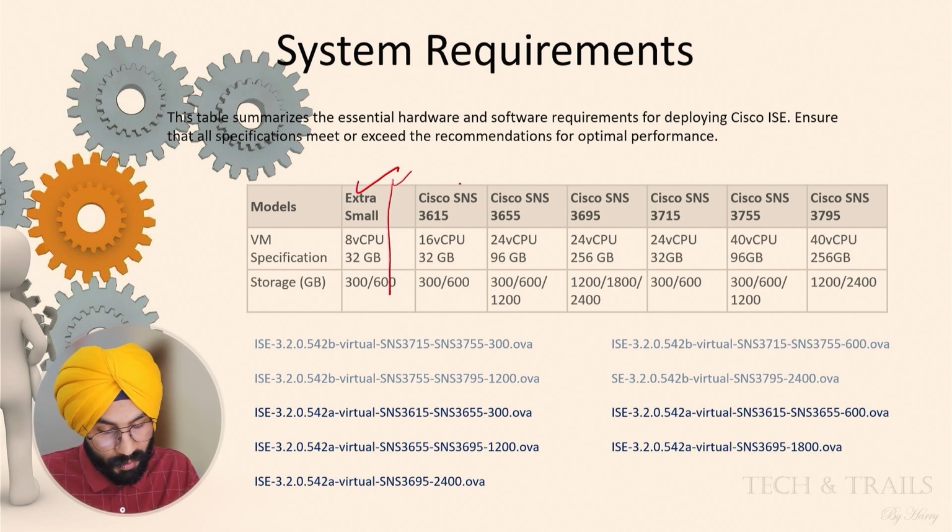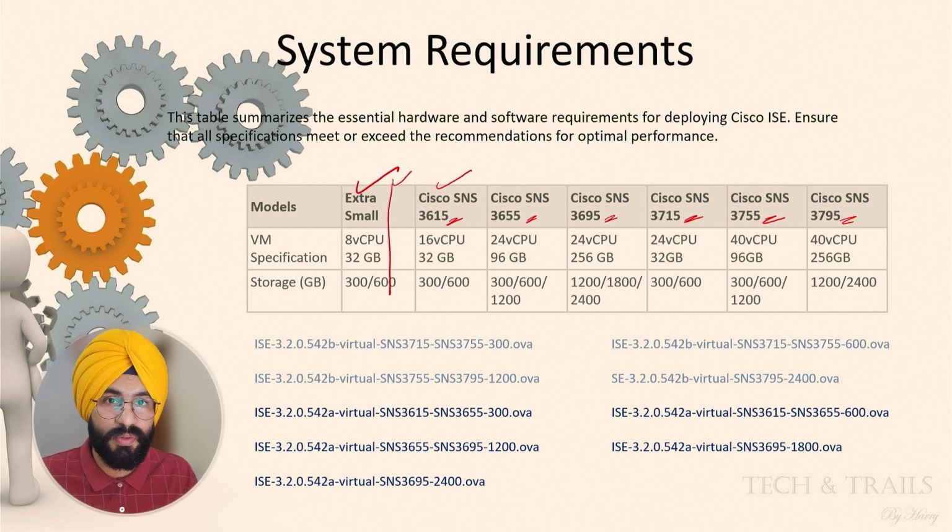But for most productions, there are the Cisco 3615, 3655, 3695, so the 3700 series. These are there, and based on the performance we want, we can proceed further. We have the Cisco deployment guide, where you can go and see how many sessions these ISE nodes support.